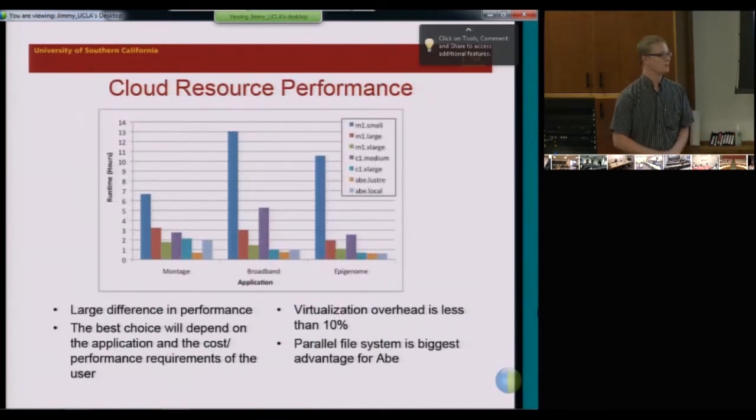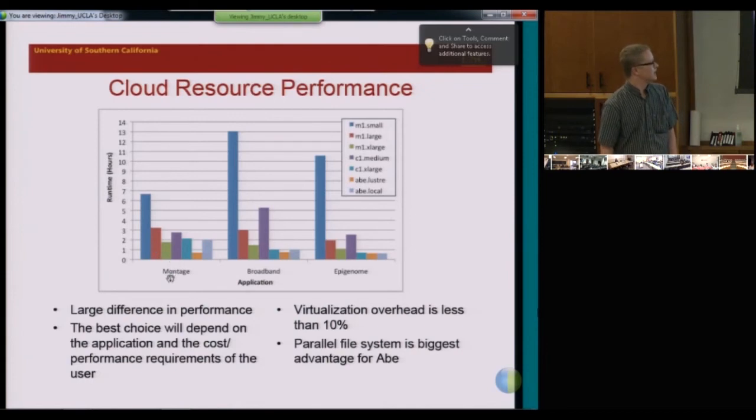So this is a performance graph that shows runtime. The primary metric for workflows is time to completion, or makespan. That's what people are interested in, for different applications and different resource types. The important thing to notice here is that there's a huge variation in performance. A lot of studies you see on Amazon EC2 choose, maybe, m1.small. And m1.small is a terrible choice, right? You wouldn't choose that one. I'll show you in a minute. The cost is bad too.